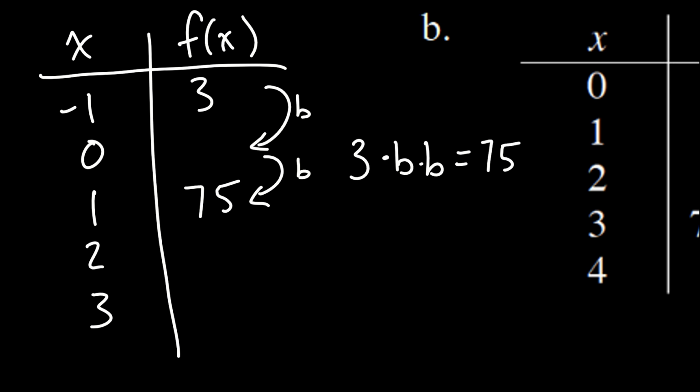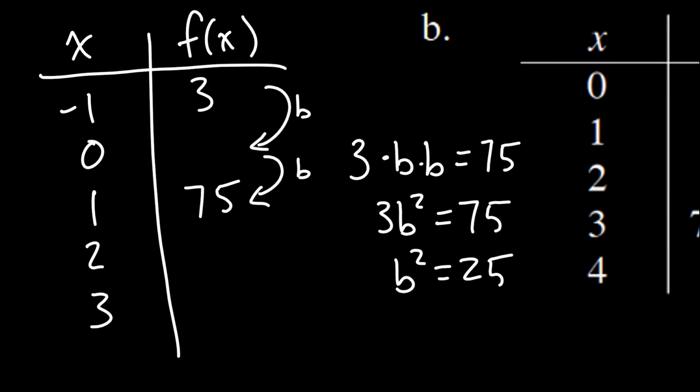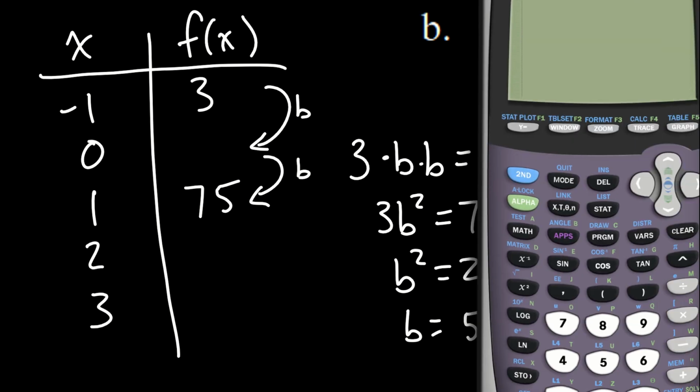So what I'm looking for is, I'm basically solving this. 3 times b b, 3 times b squared is 75. If I solve for b squared, I've got b squared is 25. And actually, b could be positive or negative 5, but I can see we're not dealing with negative bases for these, so the b is going to be a positive 5. So 3 times, is that true?